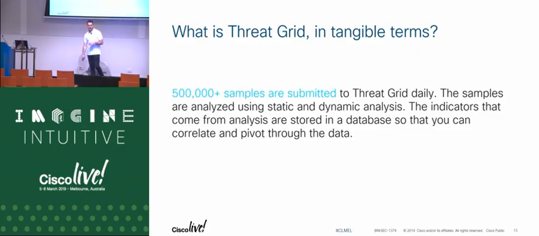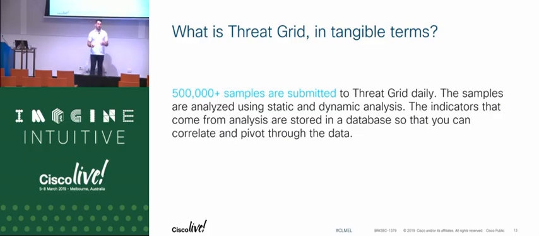So 500,000 plus samples are submitted. What does that mean? A sample is a file. It could be an executable, a PDF, a zip, or dozens of other file types. But it's a file, and it's submitted to ThreatGrid, meaning that perhaps a user in the console went to browse and submitted that file manually.